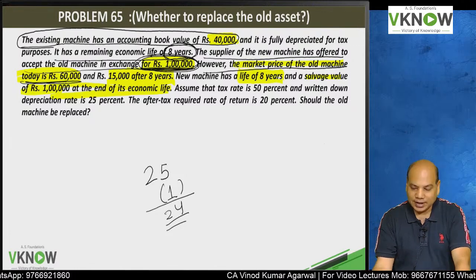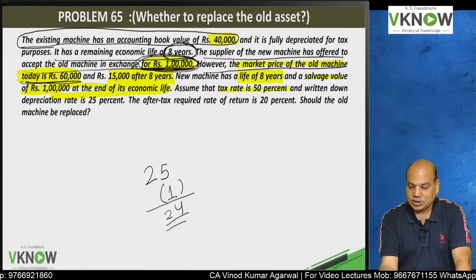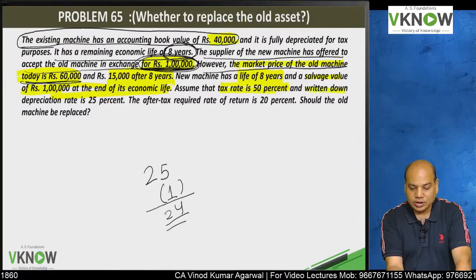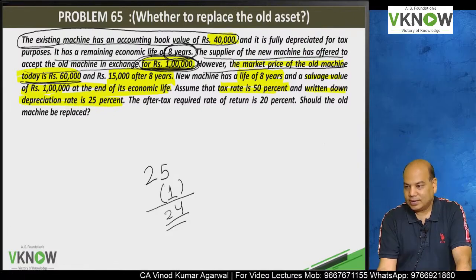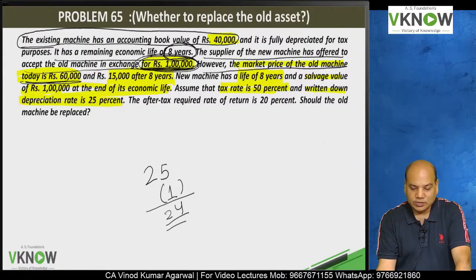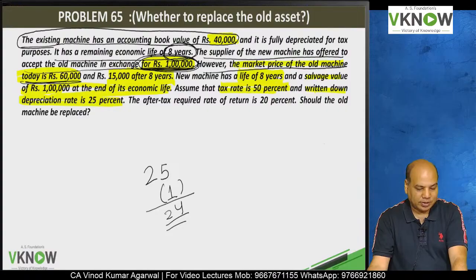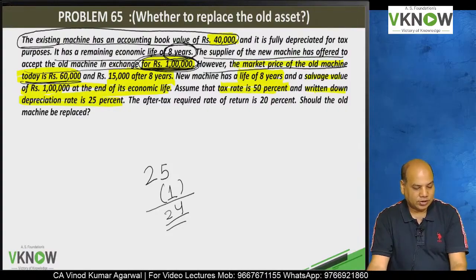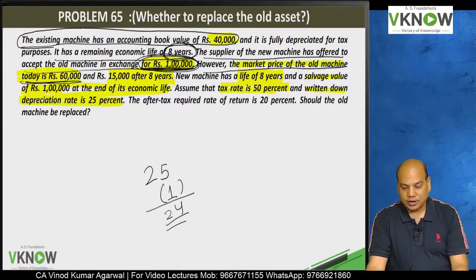Assume that tax rate is 50%. Oh my God, such a high tax rate. And WDV depreciation rate is 25%. So WDV rate means life becomes a little miserable, but can't help it. It was an old exam question in CA final.